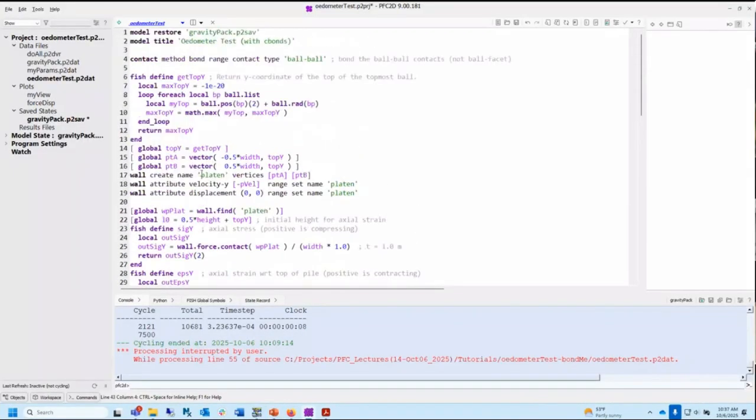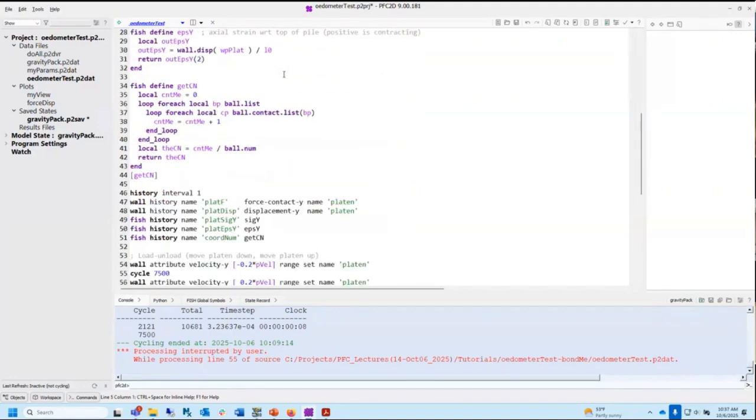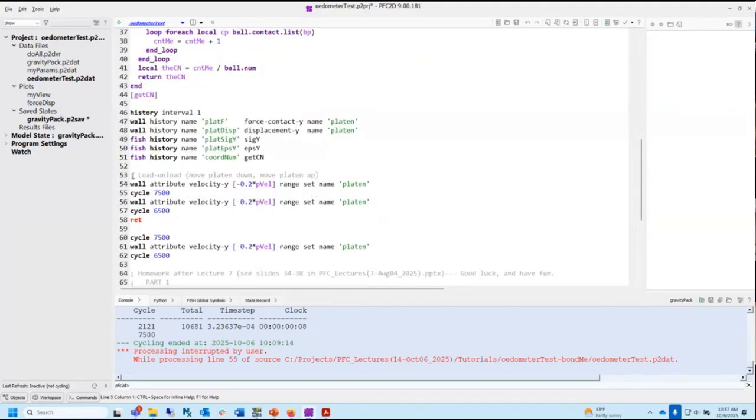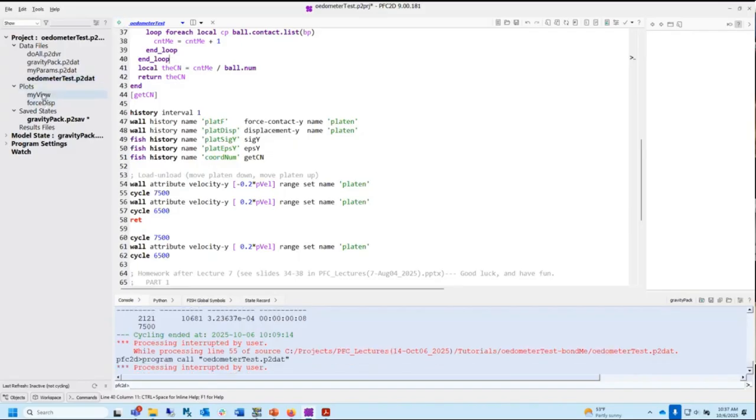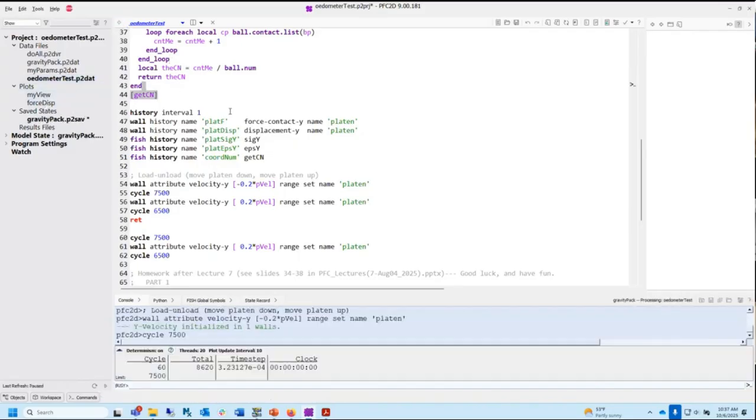So what are we going to do? We're not going to screw around. We're just going to bond in this crude way, the guys that are touching. And first we'll just run it just like this. So we're still doing an odometer test, but we've actually glued the thing together. We've glued it together.